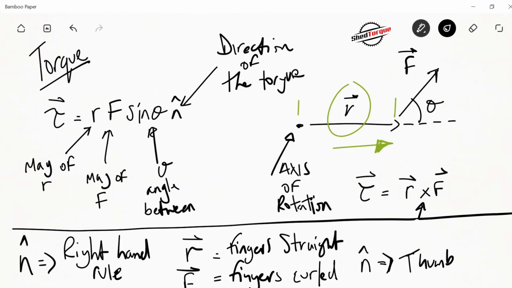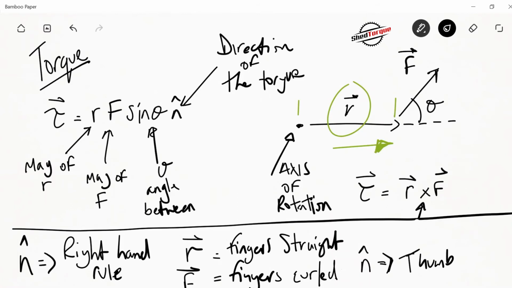Right, so if you use your right hand, and if you look at the whiteboard or the screen that I'm writing on, put your fingers in the direction of R, so straight, and curl your fingers slightly up into the direction of F. Which way is your thumb going? Is it out of the whiteboard, or into the whiteboard or the screen?